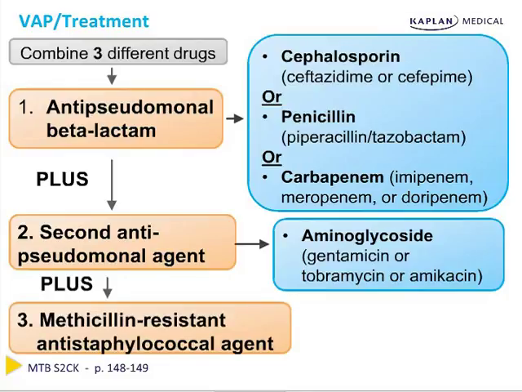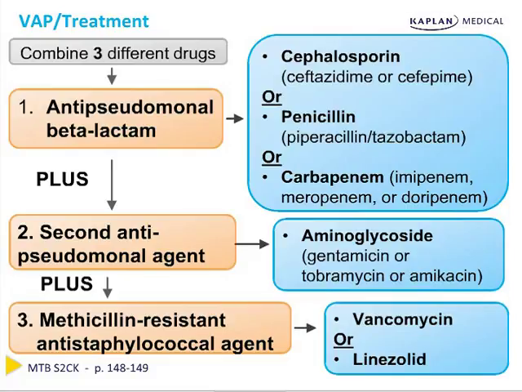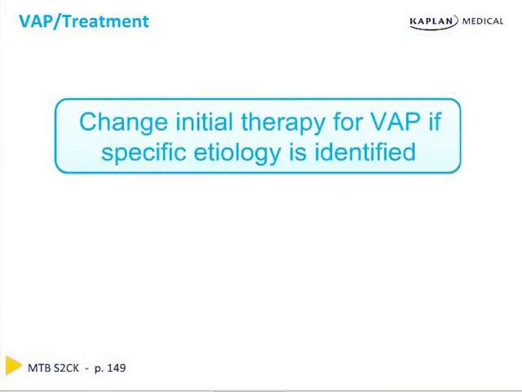Lastly, you must also add an antibiotic that goes against MRSA, or methicillin-resistant staphylococcus. Anti-MRSA agents include vancomycin or linezolid. Once you've actually identified a specific organism that you believe is causing the ventilator-associated pneumonia, it is at that time that you can change this initial therapy to narrow your antibiotics for the patient.